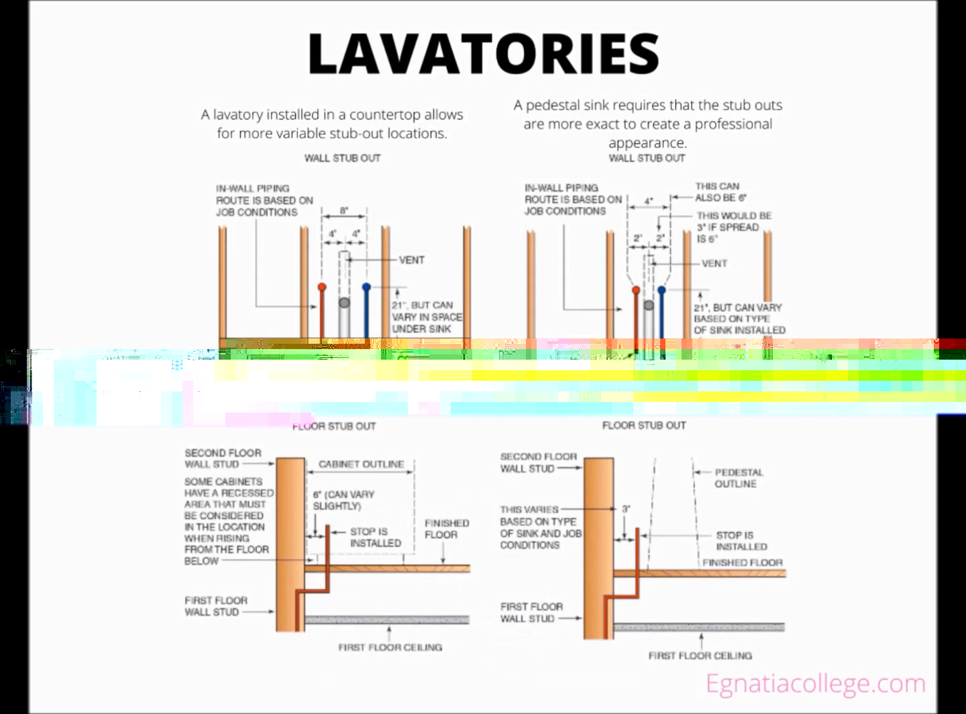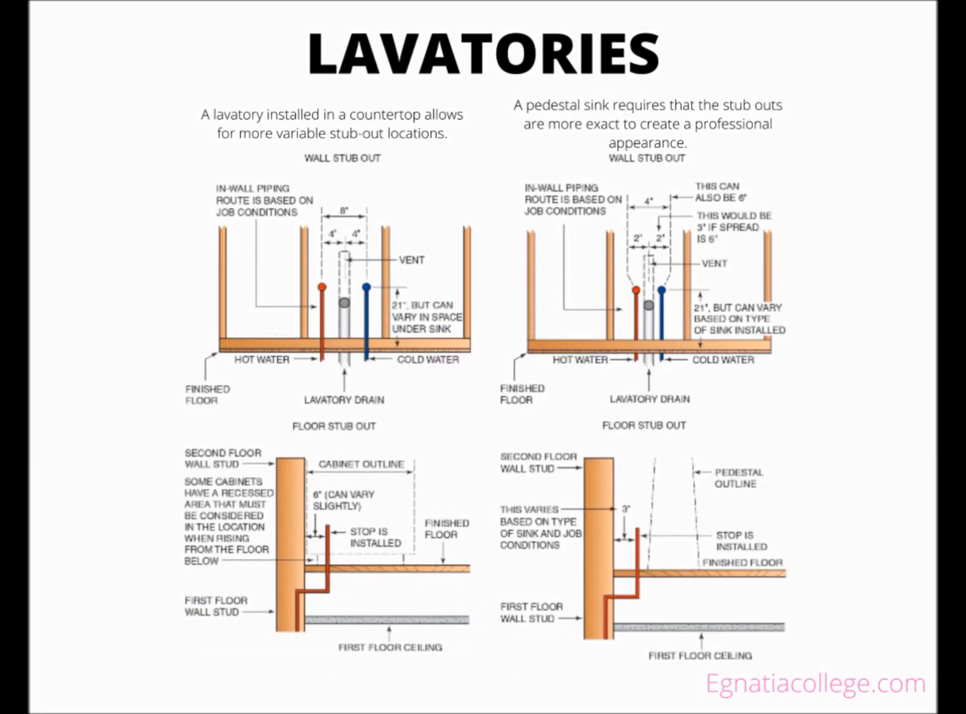Lavatories. A lavatory installed in a countertop has different requirements from a pedestal lavatory. The area inside the sink base cabinet is not visible, so a plumber can install the stub-out without being exact. A pedestal sink has visible piping below the sink. A plumber must install the stub-outs at the same height and a specific distance apart from the center of the pedestal sink.